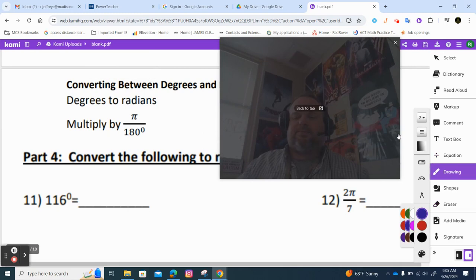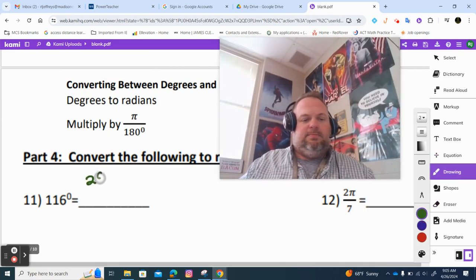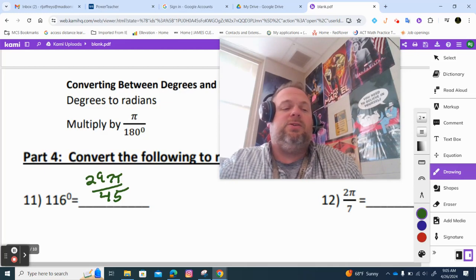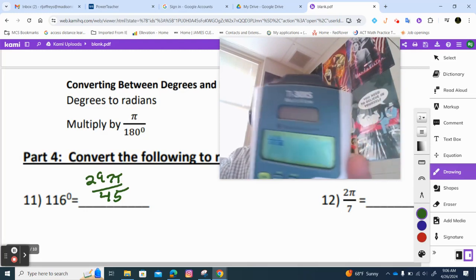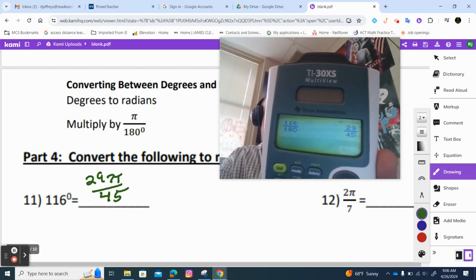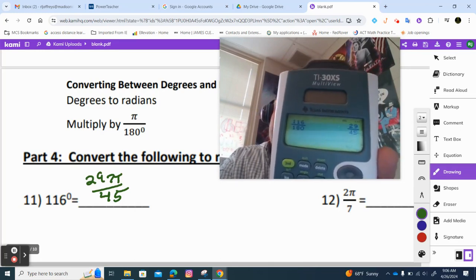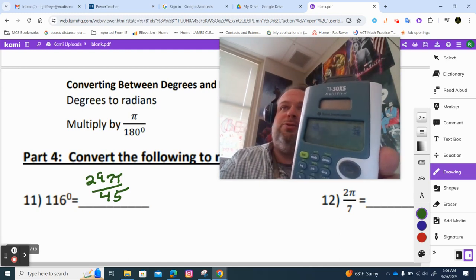Now, if you didn't want to do that, the original way we talked about it was just put 116 over 180 like this, right? And reduce that and then put the pi on the top at the end. Two different ways, both the right answer. You pick your choice.